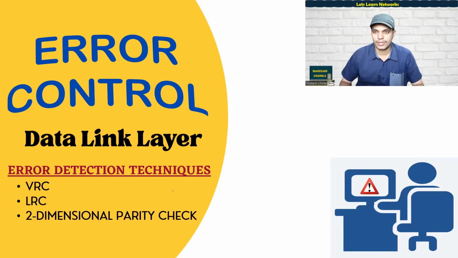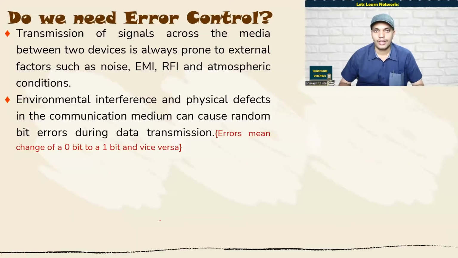I shall also give you some small examples for three of the error detection techniques: VRC, LRC and two-dimensional parity check. So let's get going. First things first, do we really need error control? Why should we handle it?